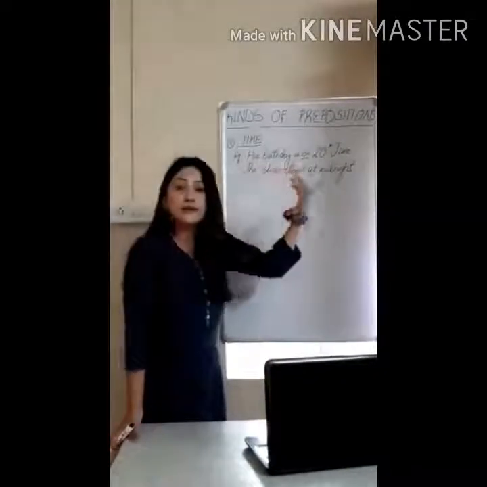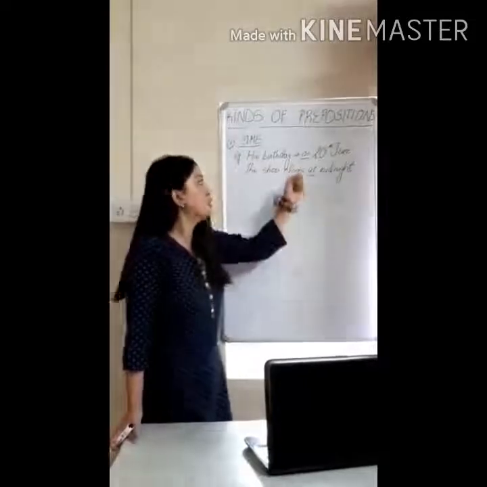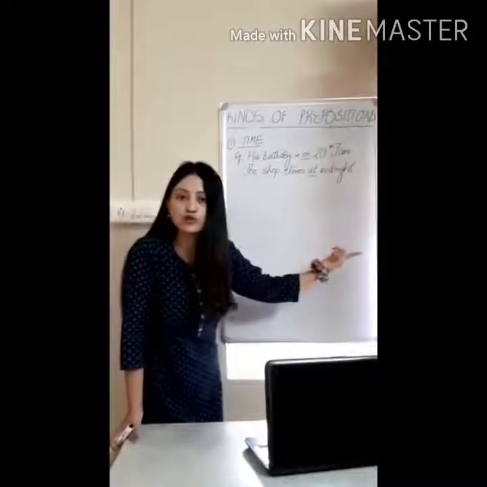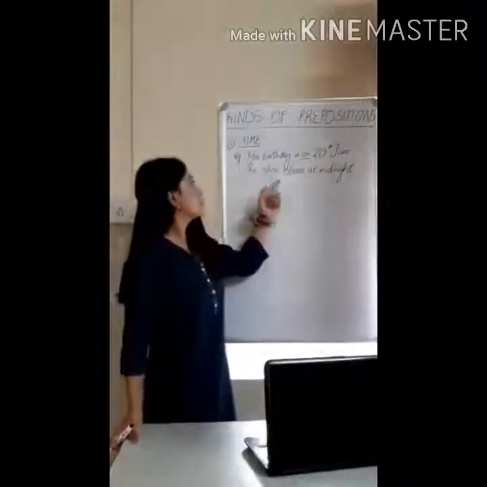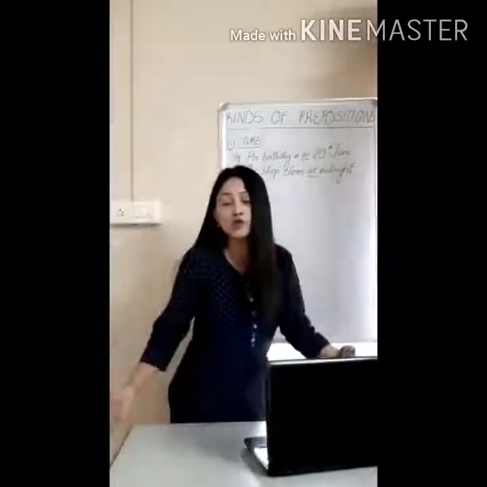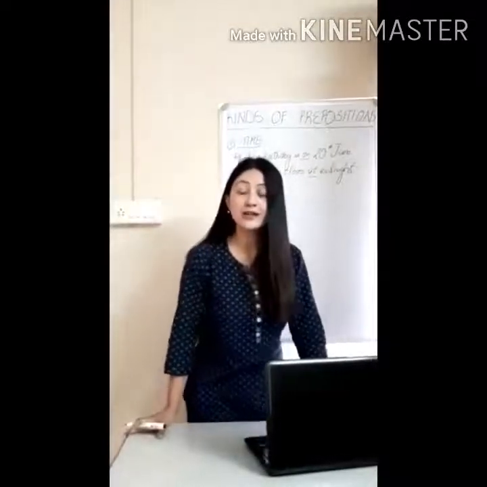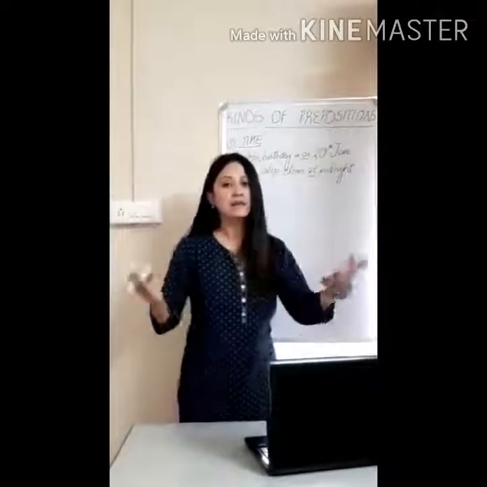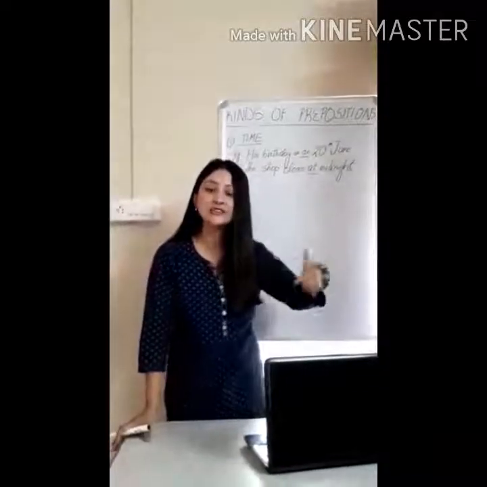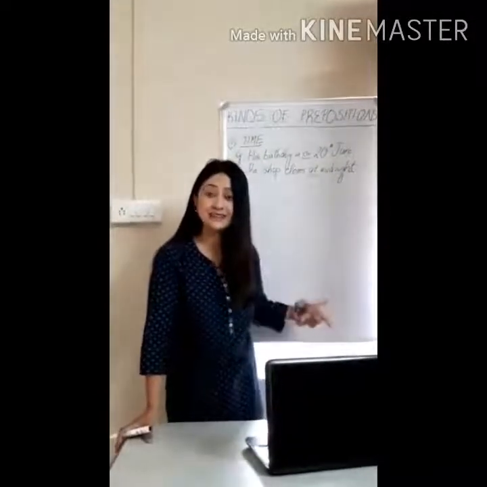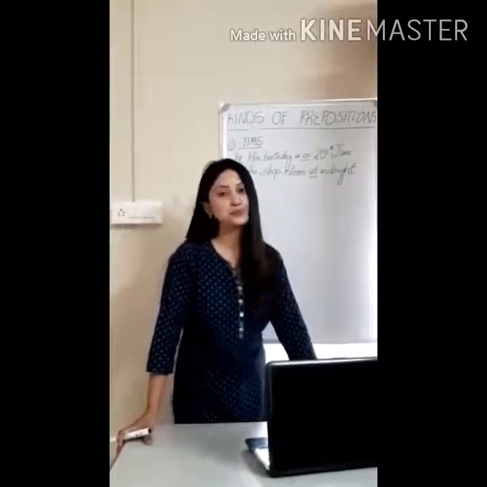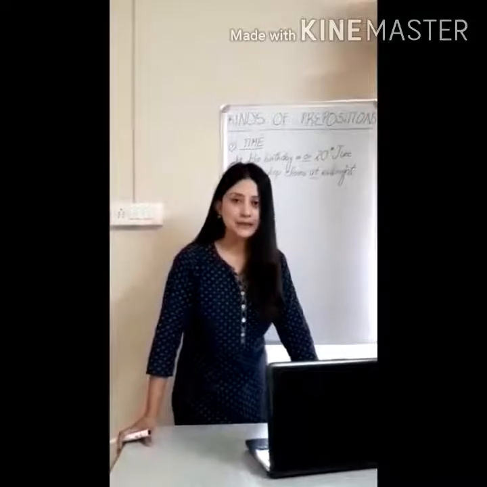His birthday, when is his birthday? When is the time? On 20th June. On is the preposition of time. The shop closes at midnight. When does the shop close? It closes or it gets closed at midnight. So when you get the hint or when the sentence signifies the time, then it becomes the preposition of time.